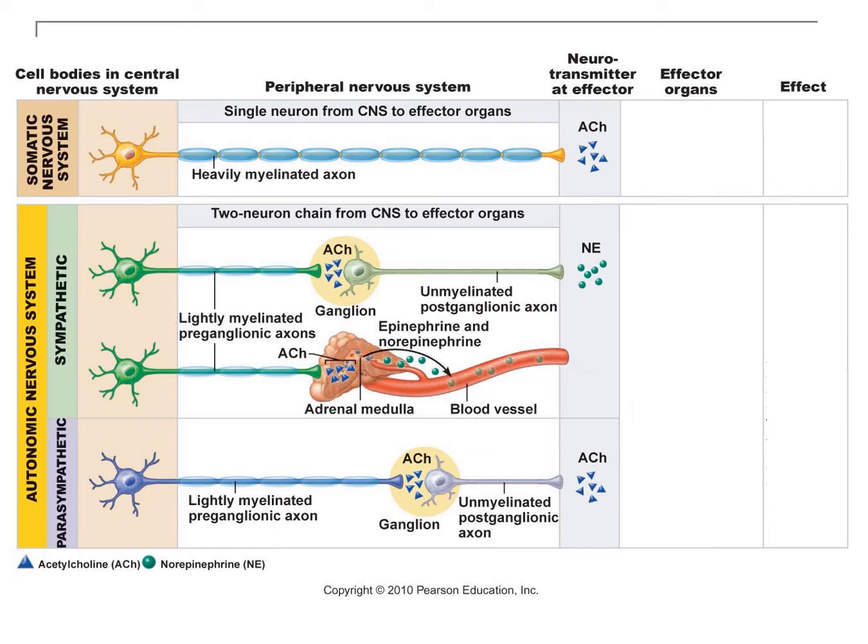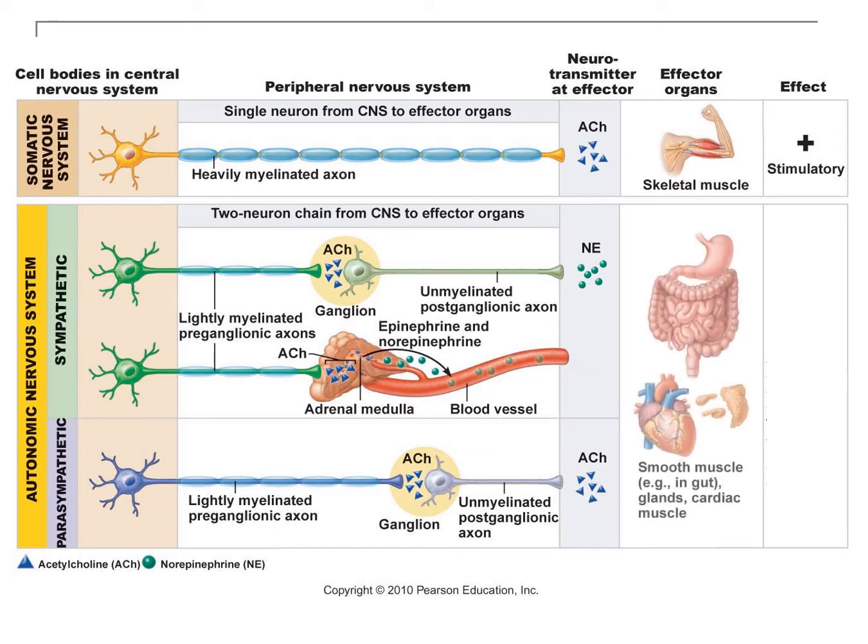As far as our effector organs go, in the somatic nervous system, acetylcholine will cause the activation of skeletal muscle. It is always stimulatory. In the autonomic nervous system, the effector organs are smooth muscle, glands, and cardiac muscle. And what's the effect of norepinephrine and acetylcholine going to be here? Positive or negative, stimulatory or inhibitory, depending on which neurotransmitter you're talking about, and depending on which receptors the effector organs actually possess. We'll go into more detail about that a little later on in this video.